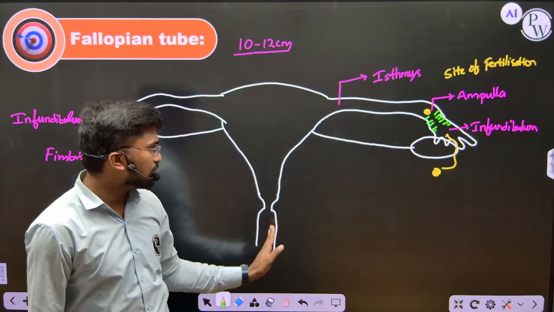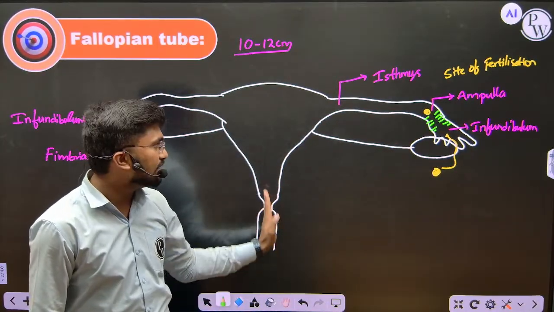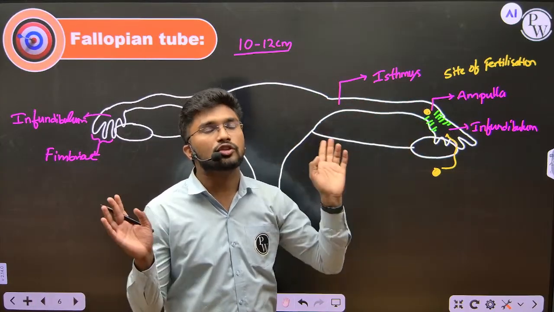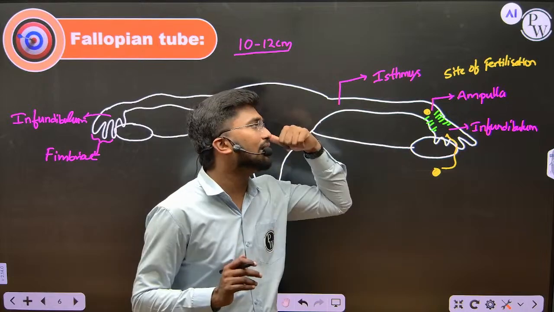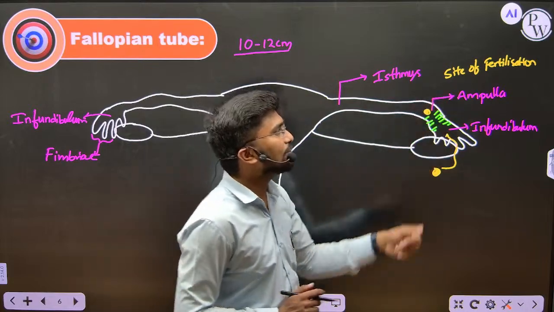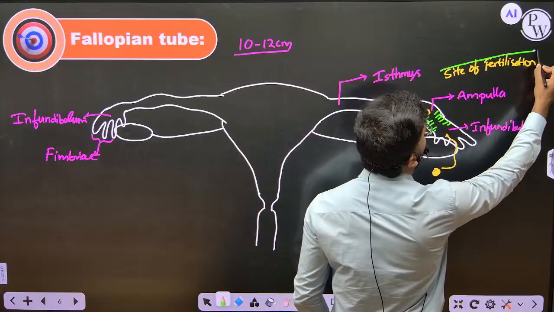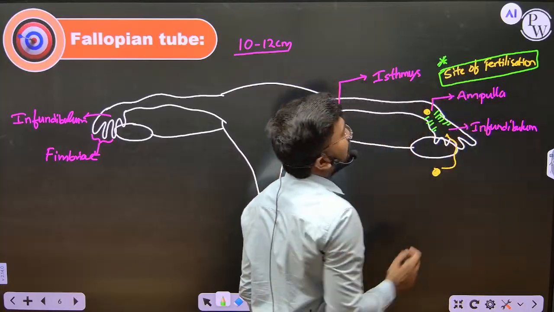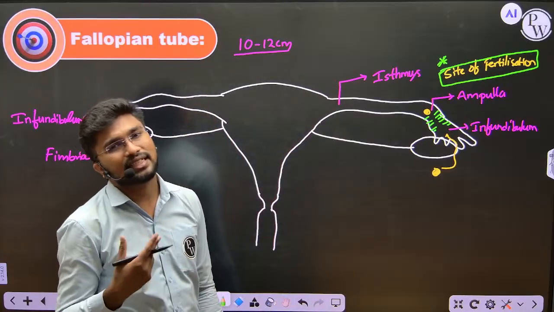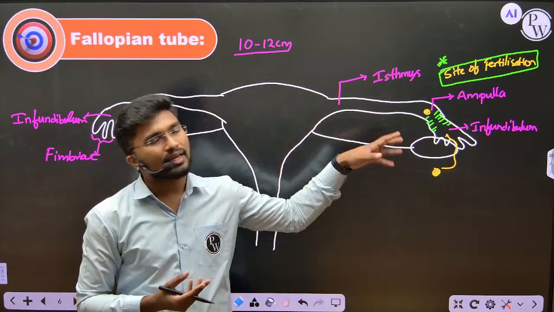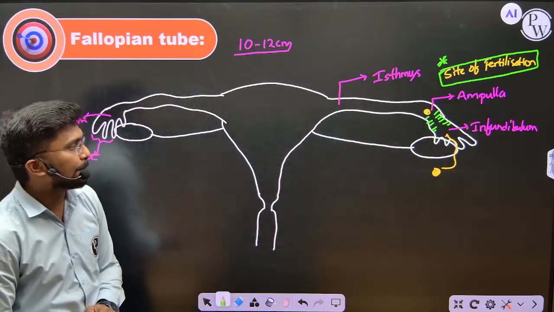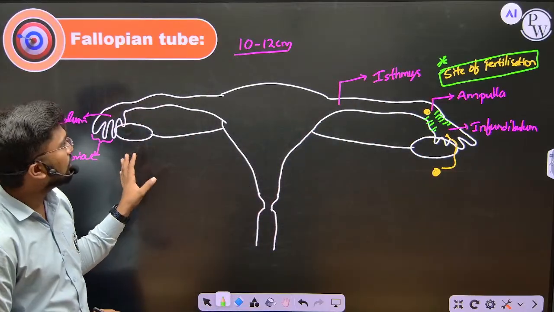On the other hand, once insemination takes place, sperms will be entering and reaching where? The ampulla. So fusion of the male as well as female gamete takes place in the ampulla. That's why I mentioned it as the site of fertilization. What is the site of fertilization? Ampulla. Okay, the ampullary isthmic junction is called the site of fertilization. Our book generally says the ampulla is the site of fertilization. Got it? So this is about the fallopian tube.